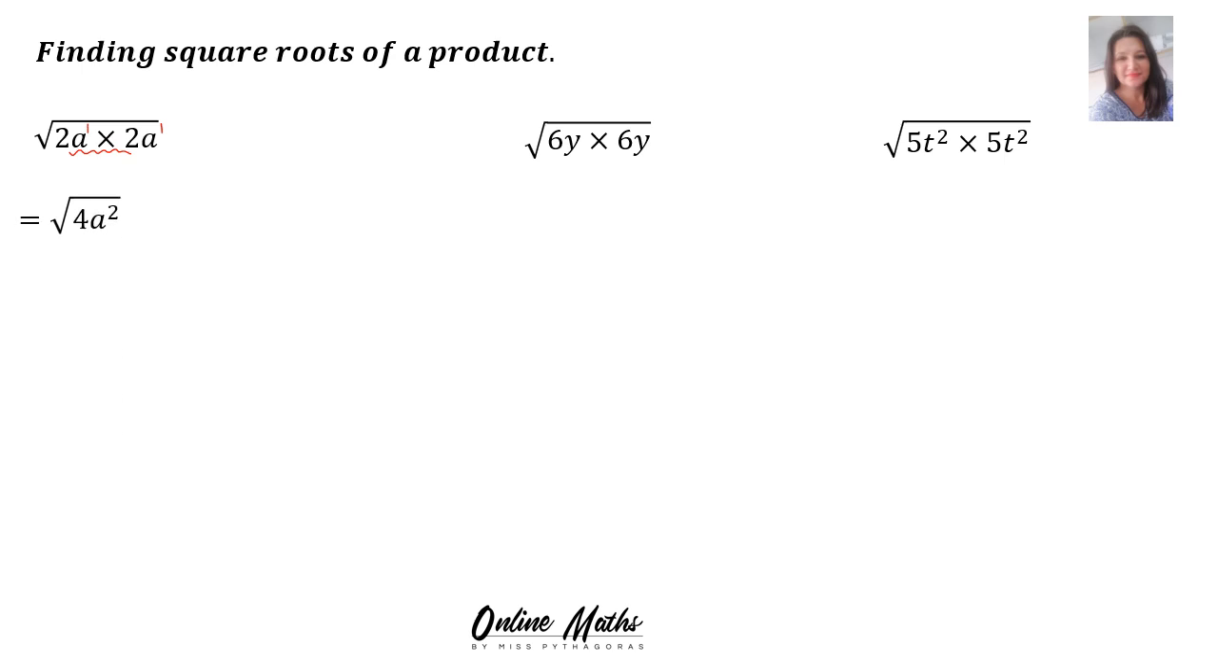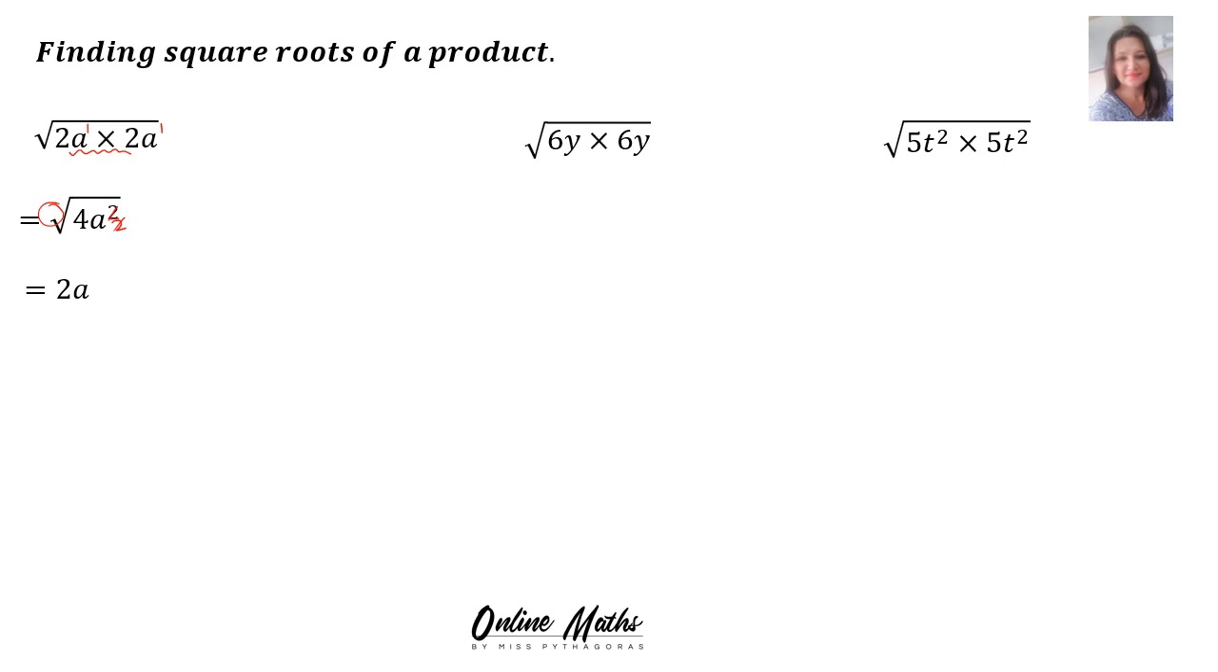And now, to find the square root there, remember there's an invisible 2. So on the 4, you will say the square root of 4 is 2. And on the a, you will divide the exponent by 2 and you end with 2a.